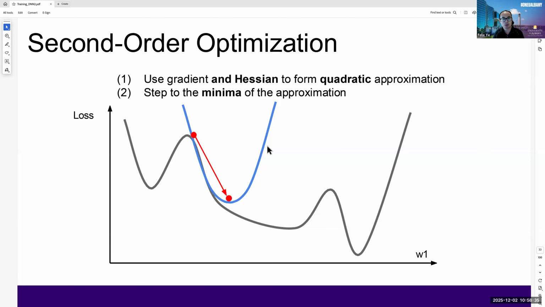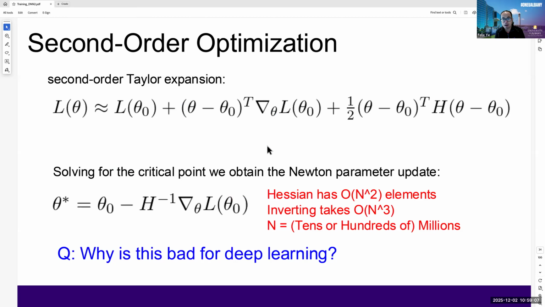We could use second order optimization. That means we are not only using the gradient, we can also use the Hessian to form a quadratic approximation, and take a step to the minimum of the approximation. This is also a very popular way. Particularly if you can estimate the Hessian very efficiently, second order optimization is a very good approach. The whole idea of second order optimization is basically Newton's method.